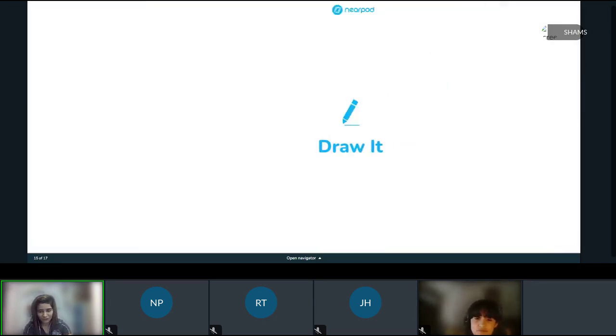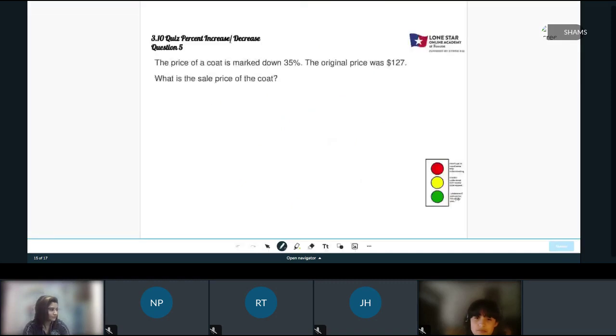This is question 5, first variety, and has to do with decimal operations. Let's see. The price of a coat is marked down 35%. What does marked down mean? Decrease. Good, Jocelyn. So marked down means the price went down. How much? 35%. Do you guys know how much is 35% as a decimal?